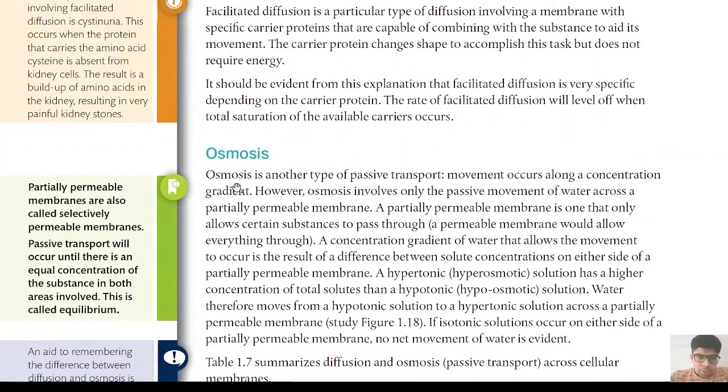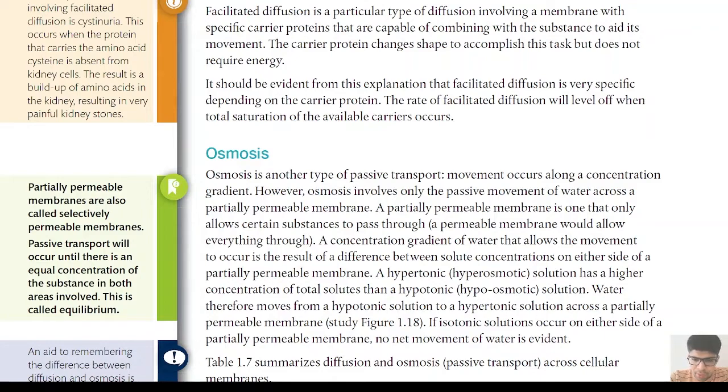Osmosis. Osmosis is another type of passive transport. Movement occurs along a concentration gradient. However, osmosis involves only the passive movement of water across a partially permeable membrane. The partially permeable membrane is one that only allows certain substances to pass through. A permeable membrane would allow everything through. So a concentration gradient of the water allows the movement to occur as the result of the difference between the solute concentration on either side of the partially permeable membrane.